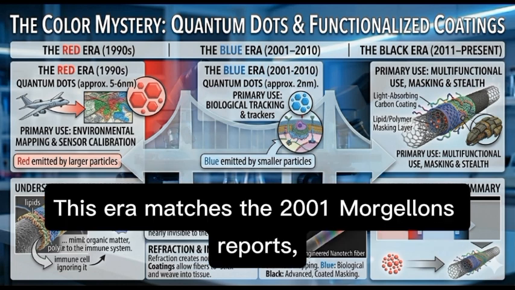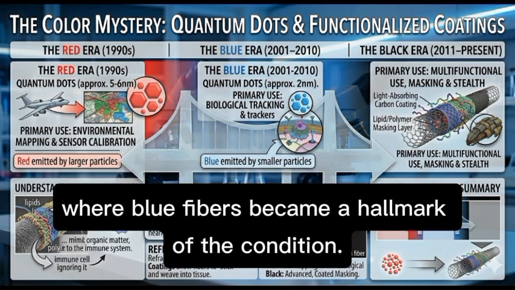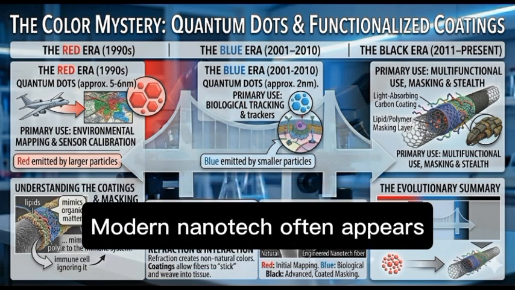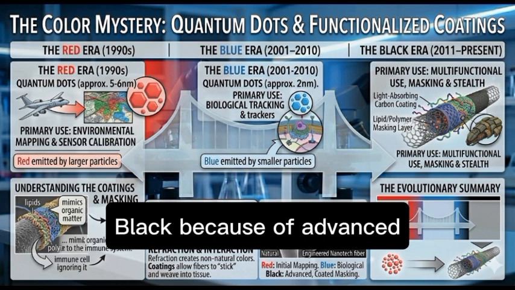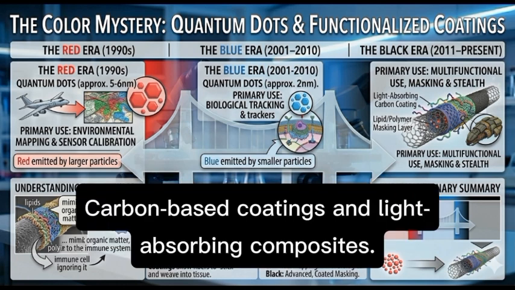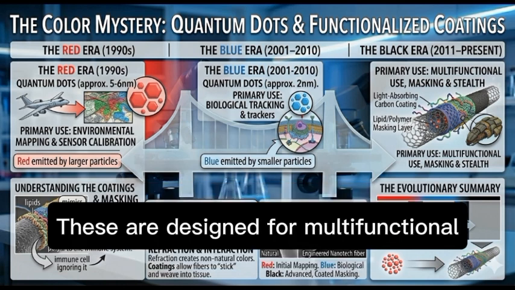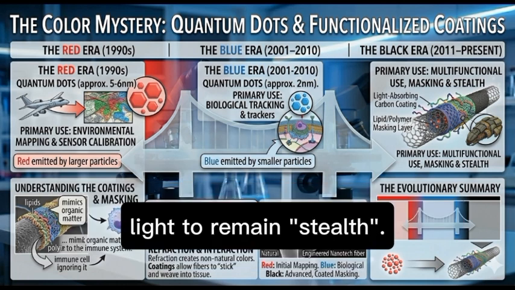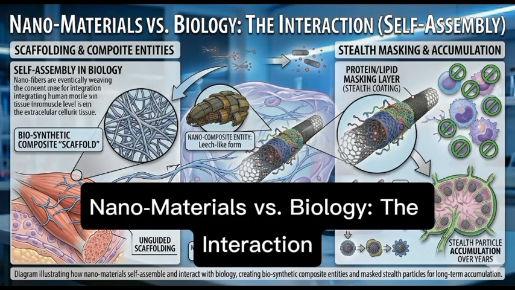This era matches the 2001 Morgellons reports, where blue fibers became a hallmark of the condition. The Black Era, 2011 to present. Modern nanotech often appears black because of advanced carbon-based coatings and light-absorbing composites. These are designed for multifunctional use, acting as a shield for the internal tech while absorbing light to remain stealth. Nanomaterials versus biology, the interaction.